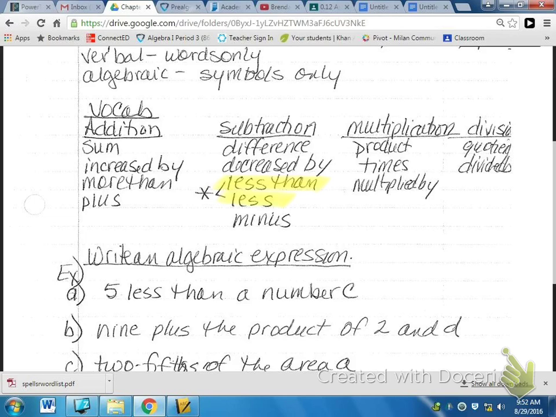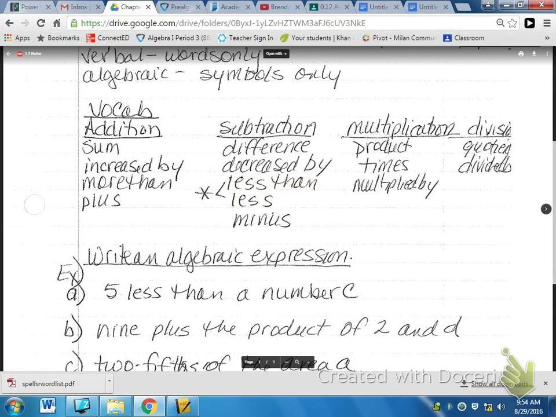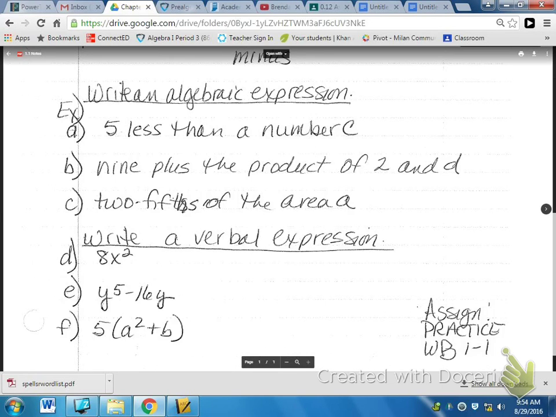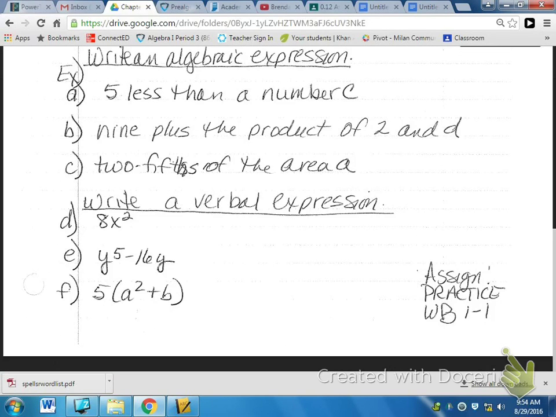All right, so I need some help here. We are to write the algebraic expression for these verbal expressions. So first example, example A, 5 less than a number C. 5 less than a number C. What would be your algebraic expression, Octavia? C minus 5. How many of you think that is correct? Good, because it is. C minus 5. They're even going to tell you the variable to use, by the way.